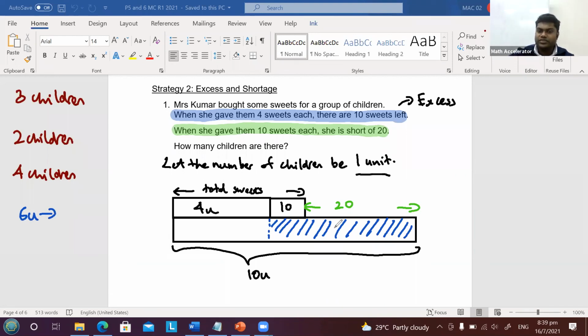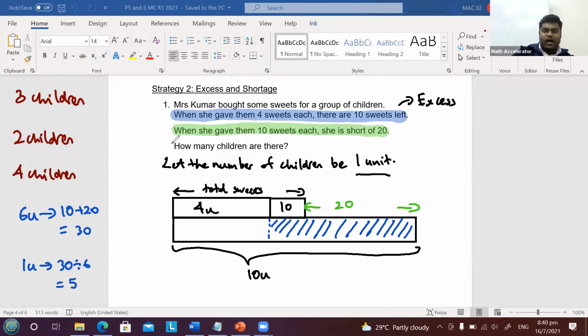Now, in terms of numerical value, what is the 6 units? What's this blue shaded portion? Yep, that's right, 30. 10 plus the 20. That's the blue shaded portion. So therefore, 6 units is 30. So go and find 1 unit. 1 unit is 30 divided by 6 equals 5.